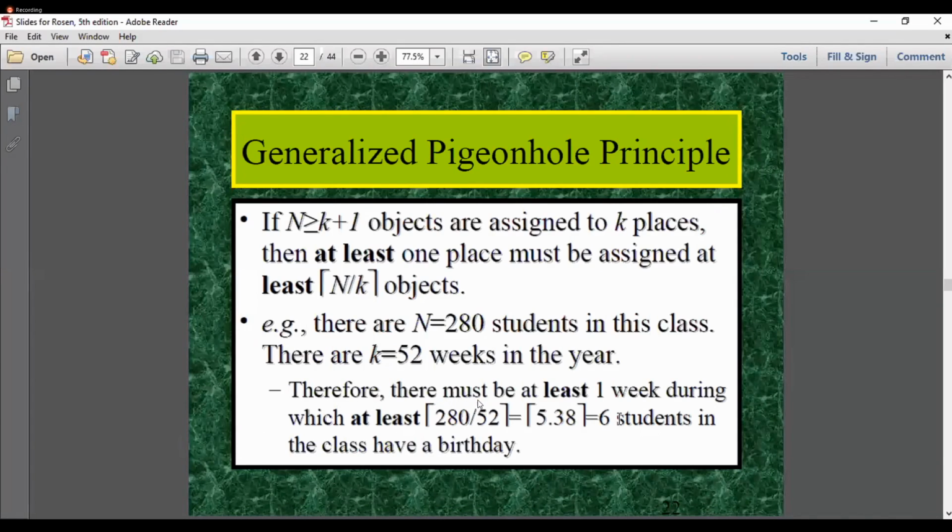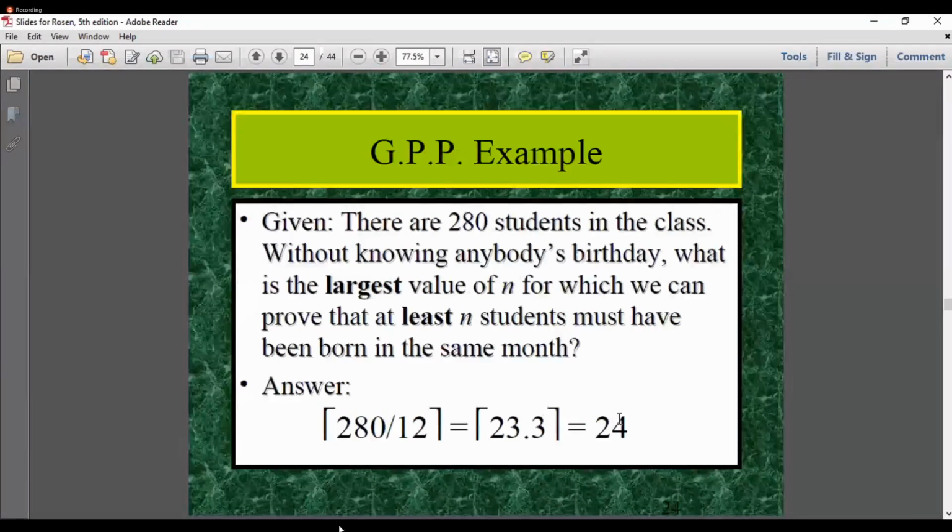Like the same type of approach, if we ask this way: 280 students are there, what is the largest value of n which we can prove, such that at least n students must have been born in the same month? So make the question clear first.